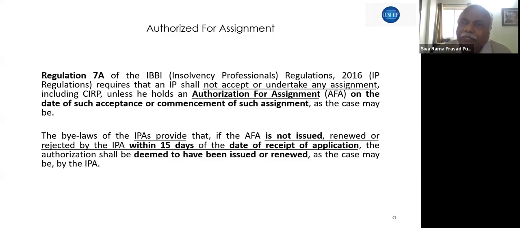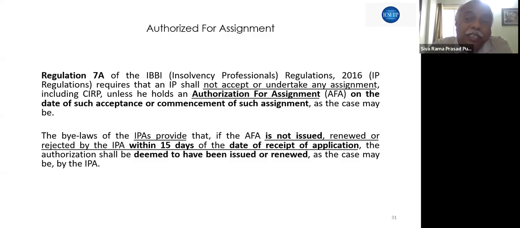Regulation 7A of the IBBI 2016 IP regulations requires that an IP shall not accept or undertake any assignment, including CIRP, unless he holds AFA authorization for assignment on the date of such acceptance or commencement of such assignment, as the case may be. That is compulsory. Whenever I visit the bank, the credit officer, who now has good knowledge about IBC, asks: Sir, what about your AFA, whether it is live or to be renewed? If I verify that it has lapsed, then it is an image risk.